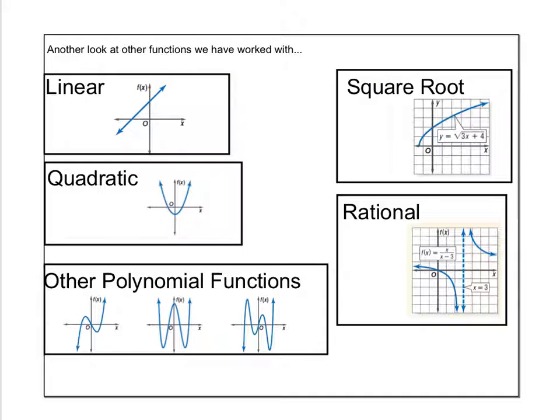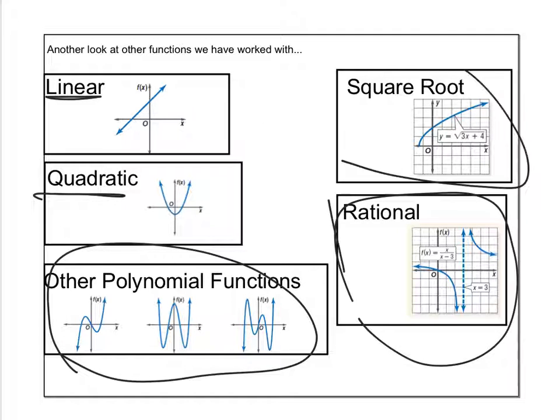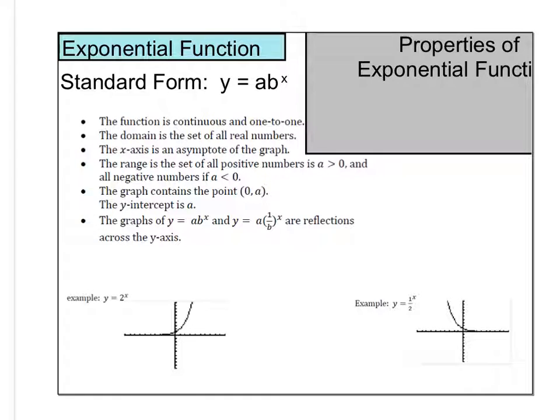So take a look at some of the functions we work with. Linear is probably what you're most comfortable with, quadratic probably after that. These are some of the things we just talked about in the polynomial unit, rational unit, and the square root unit. It's going to look a little bit different than that. So that's what the graph's going to look like. In an exponential function, it looks like this.